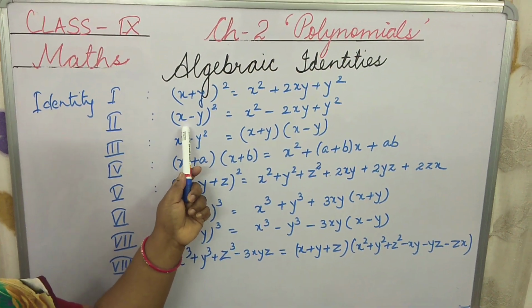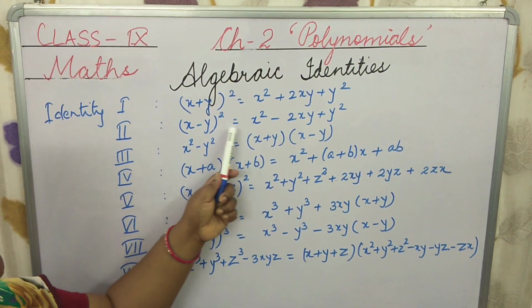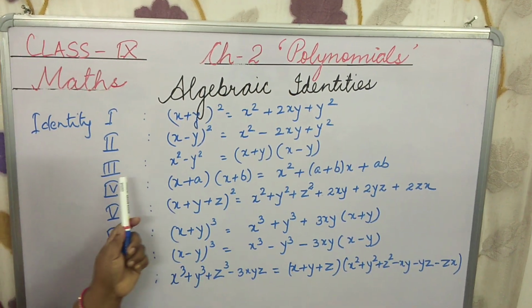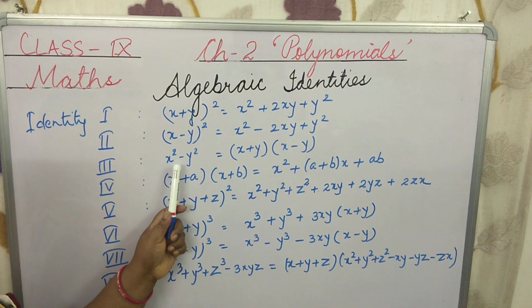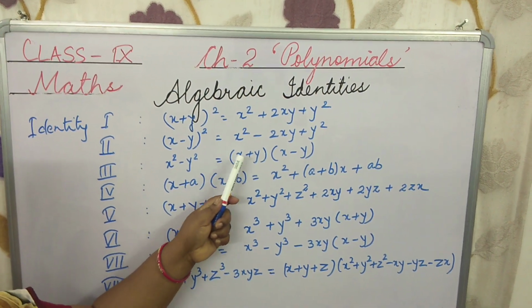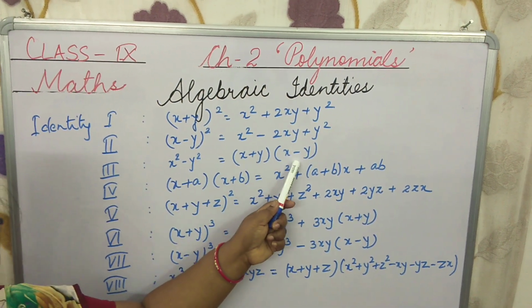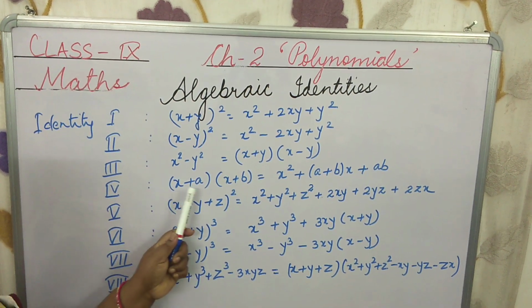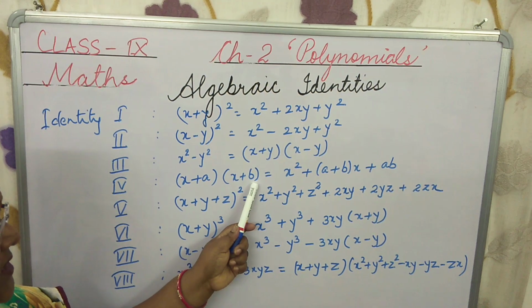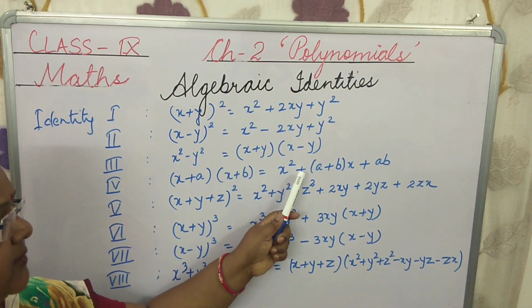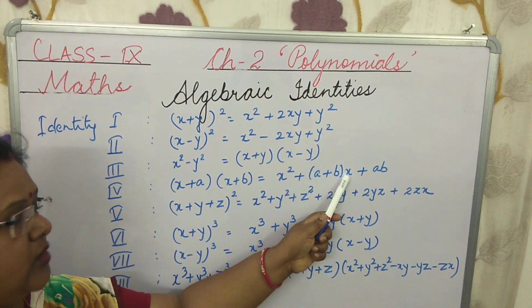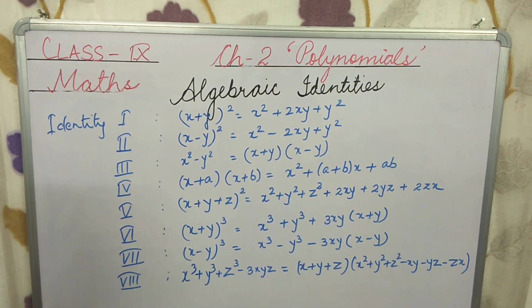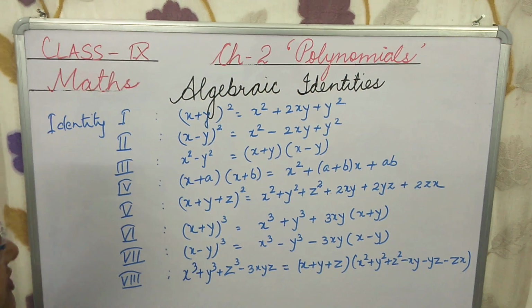Second identity is (x − y)² = x² − 2xy + y². Third is x² − y² = (x + y)(x − y). And the fourth identity is (x + a)(x + b) = x² + (a + b)x + ab.